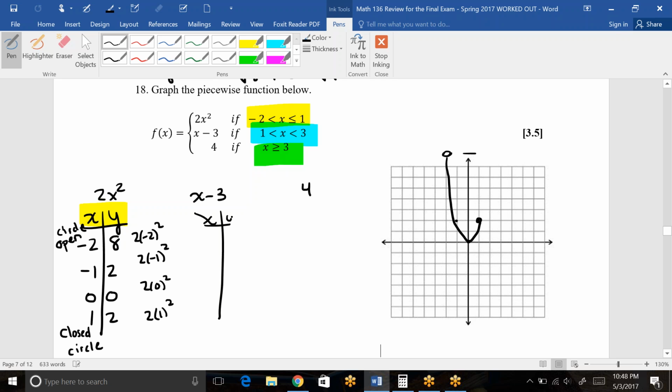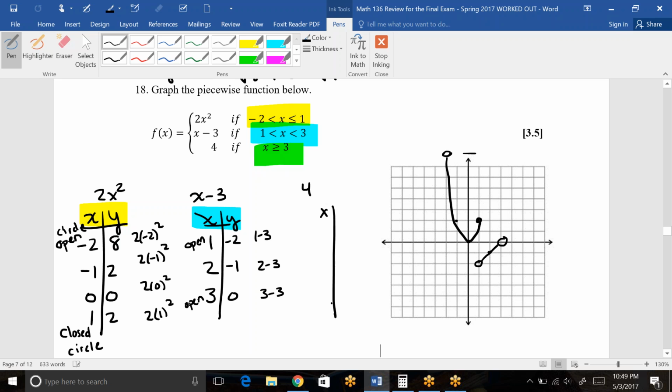My second table, which is my blue one, is supposed to go from 1 to 3, and we do include those endpoints. Neither one of them have an equal to, so they're both going to be open. So 1 minus 3 is negative 2, because we're using this function. 2 minus 3 is negative 1, and 3 minus 3 is 0. So plot our points. 1 down 2, and it's open. 2 down 1 is a regular point, and 3, 0 is open. So we get this part of a line.